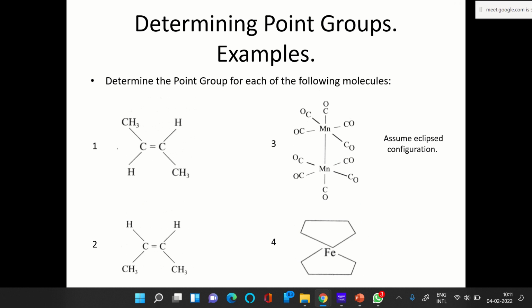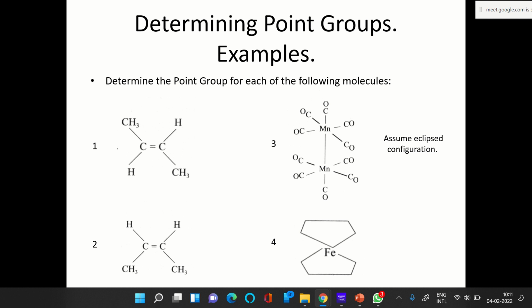So these are the examples. Determine the point group for each of the following molecules: 1, 2, 3, 4. First thing is that you should be able to visualize what the molecule will look like in 3 dimensions. Once you have visualized it, it becomes much easier. So just visualize it, close your eyes, and see the molecule.